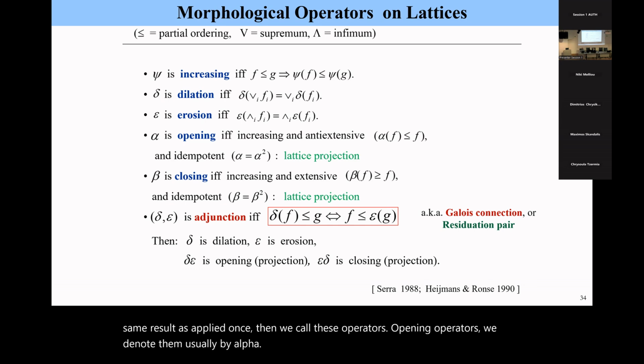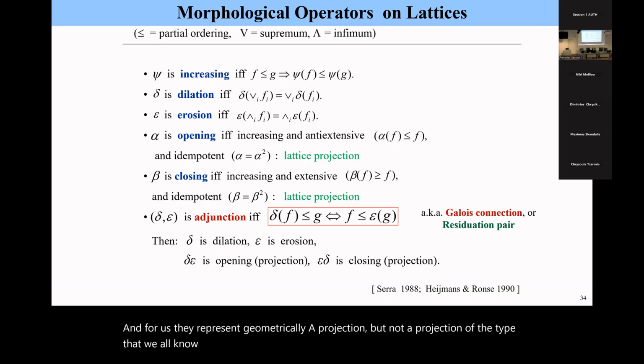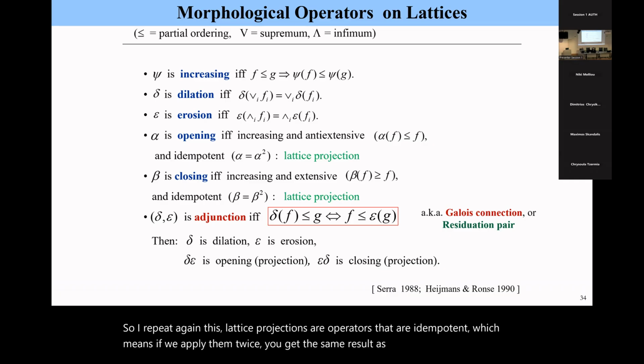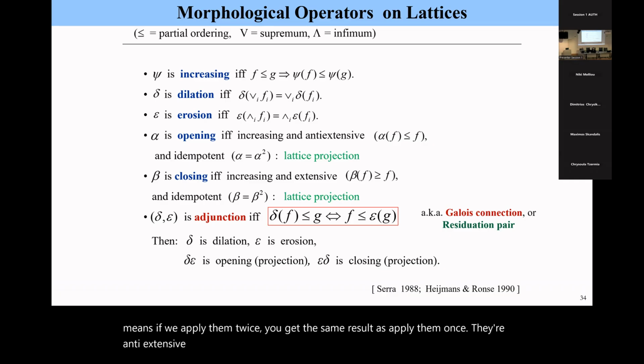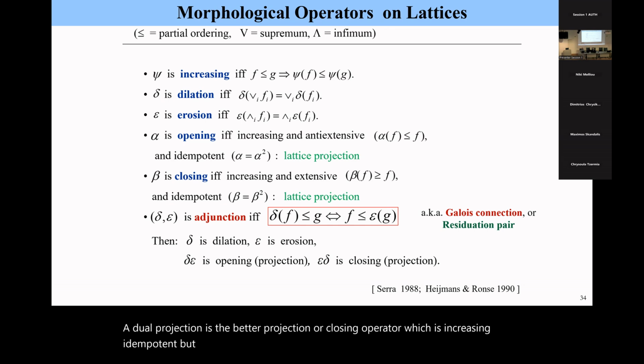And for us, they represent geometrically a projection, but not a projection of the type that we all know from linear spaces, a projection on lattices. So I repeat again, these lattice projections are operators that are idempotent, which means if we apply them twice, you get the same result as applying them once. They're anti-extensive and they're increasing. A dual projection is the beta projection or closing operator, which is increasing, idempotent but extensive, meaning the output is greater than or equal to the input.